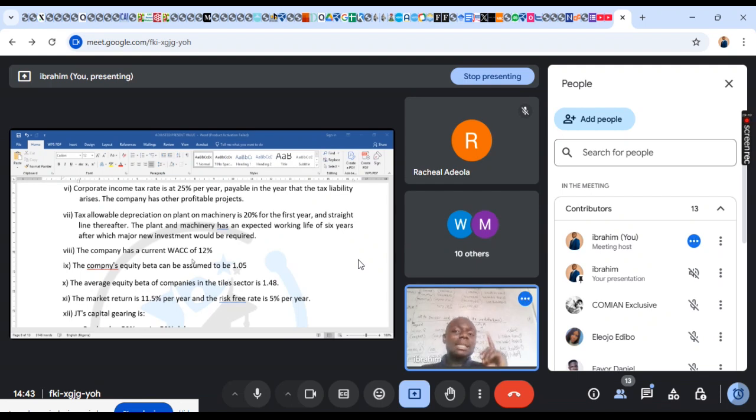The next one is tax allowable depreciation on plant and machinery is 20%. Okay, we know this. 20% for the first year and straight line method thereafter. So you charge 20% in the first year and then straight line method.